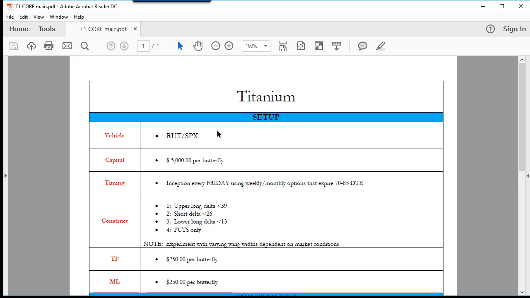Okay, so I truly hope that helps. I know it's a long video. I'm going to try and keep the majority of these between 30 to 45 minutes, but just sometimes it's going to take some extra time. So that's the T1 core trade.